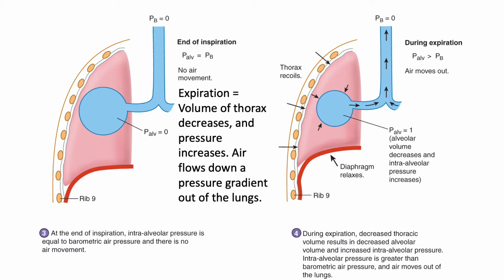At the end of inspiration and expiration, there's no net movement because the pressures have become equal. But at the end of inspiration, the diaphragm relaxes, and through elastic recoil, the lungs reduce in volume. Again, the inverse relationship between volume and pressure: if the volume decreases, the pressure increases. And so the pressure in the lungs increases to above ambient air pressure. So air then moves from the lungs out the trachea.